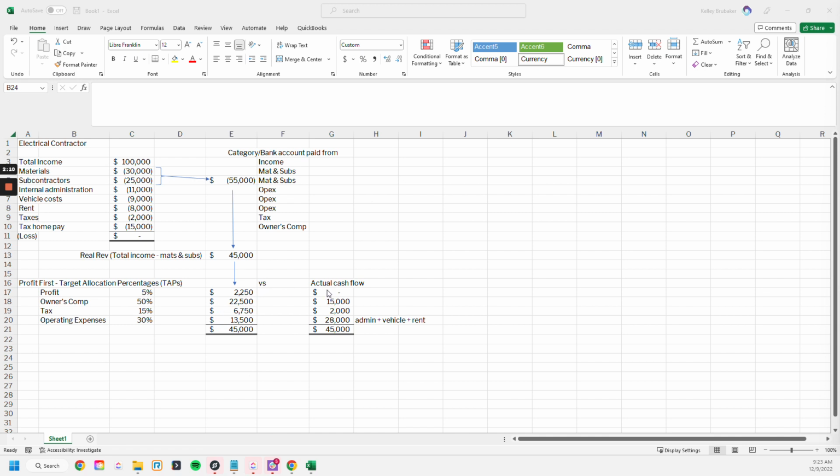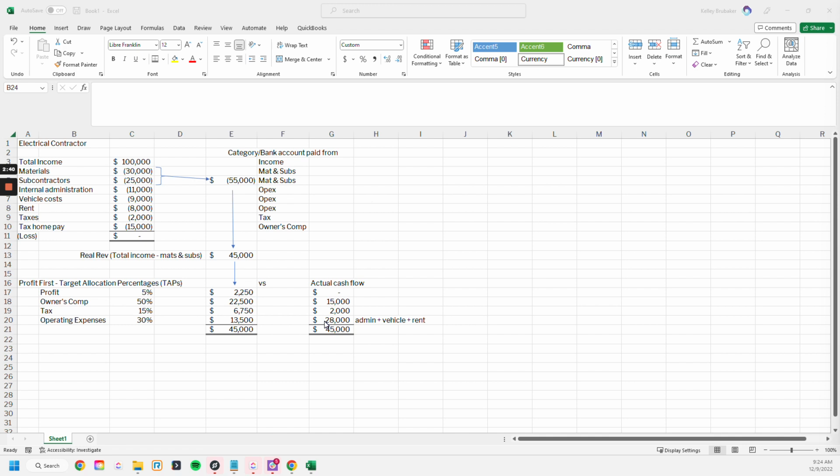But look what's happening here against actual cash flow from the information above. There's no profit. The owner's comp is $15,000, which it should be higher at $22,500. Not enough money is being allocated for taxes, and the operating expenses are more than double of what an efficiently run company should be spending.